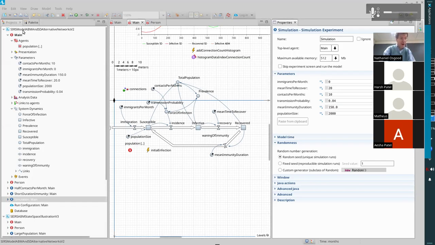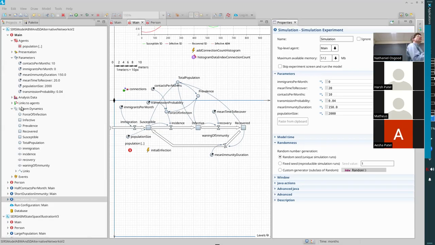So we're going to open up this model, SIRS model, ABM, and SD alternative networks. Okay. And this model has within it an agent-based model that's of foremost attention here, but alongside it, a stock flow model. And importantly, they share the same parameters, things like mean recovery time, mean time to lose immunity, or contact rate between people, shared between the two models. More fundamentally, they share the same structure in terms of progression of infection and the fact that infection can spread from one person to another.